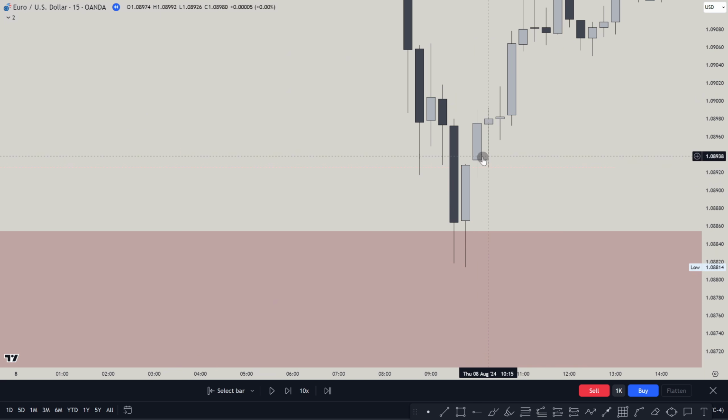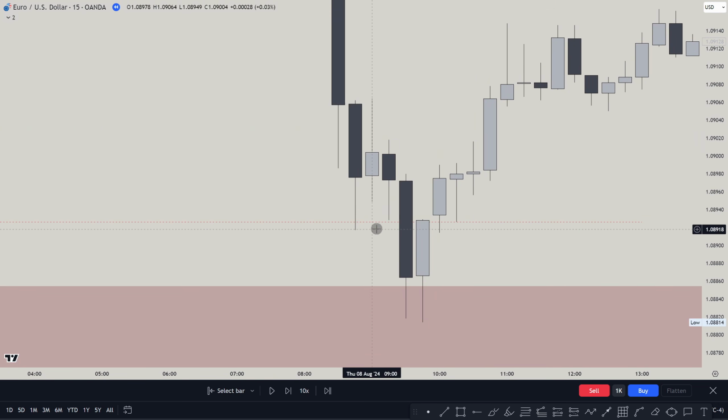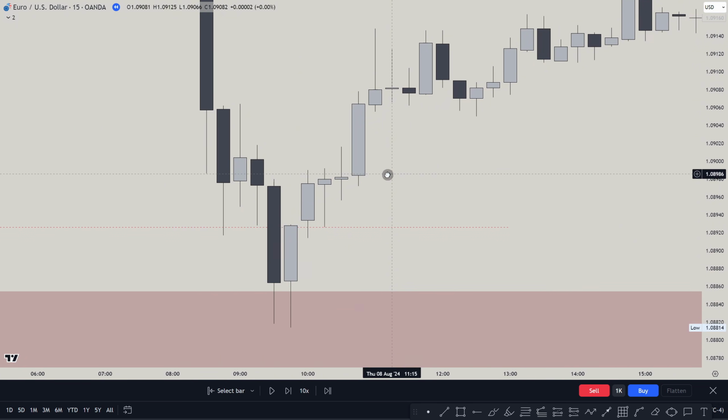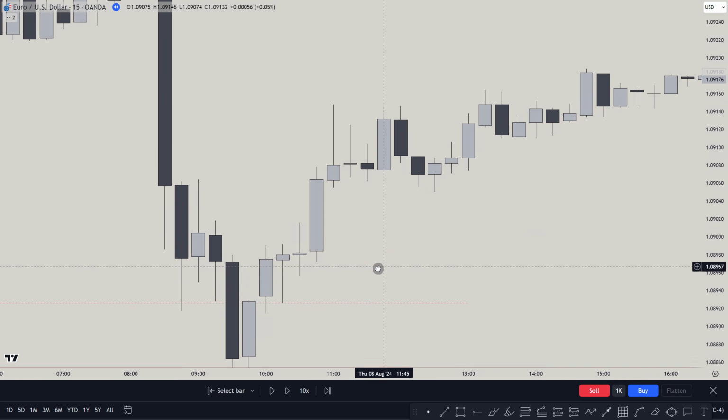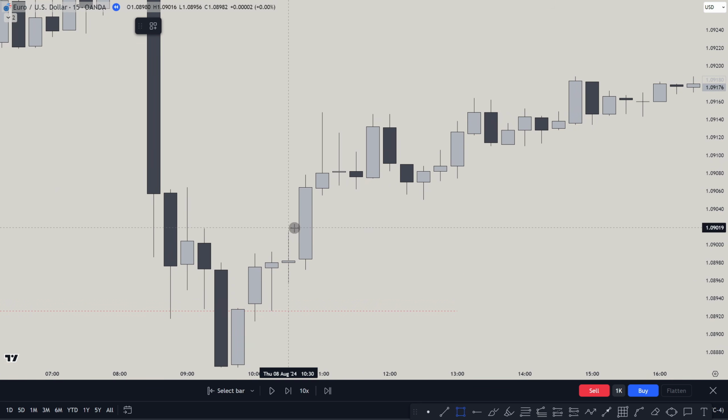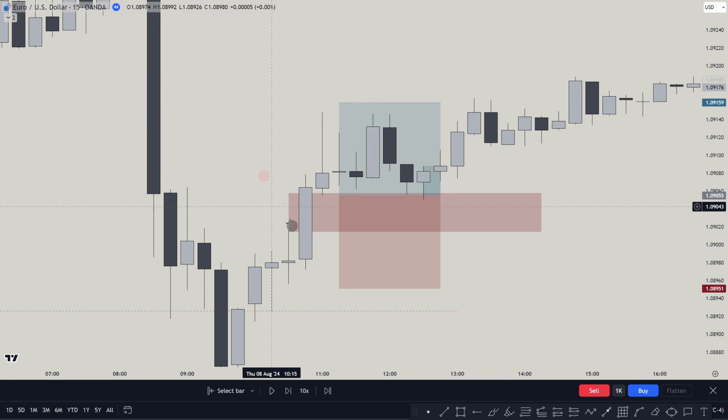We push higher, no fair value gap here, only a small volume imbalance. I don't really rely on those on the FX market. You can see the creation of a fair value gap here. This one we could take entry here.